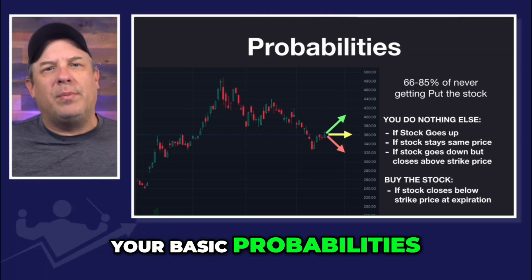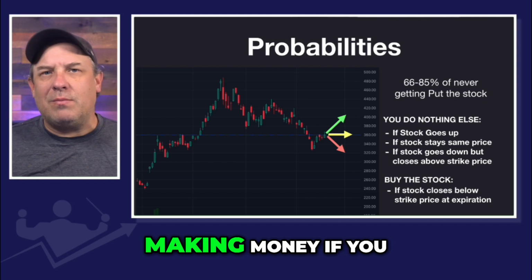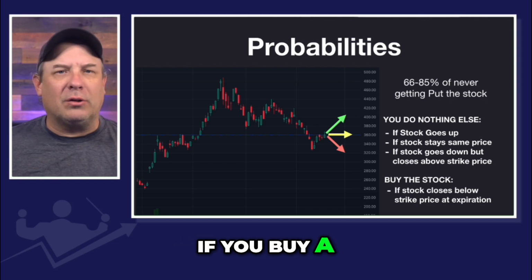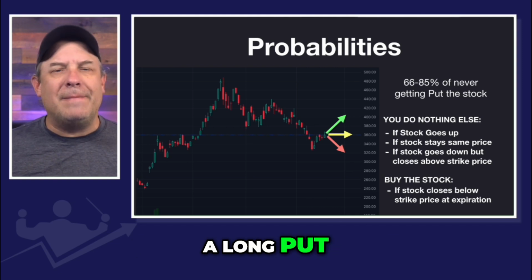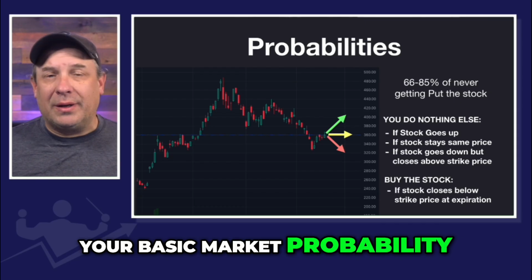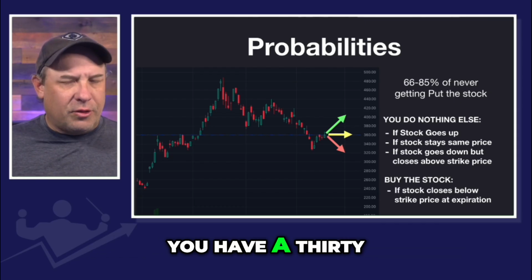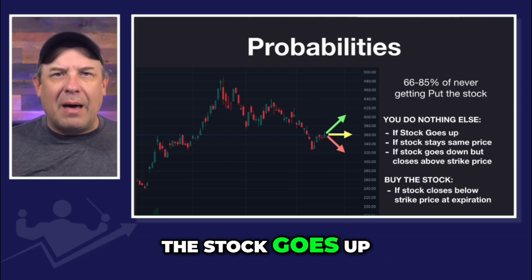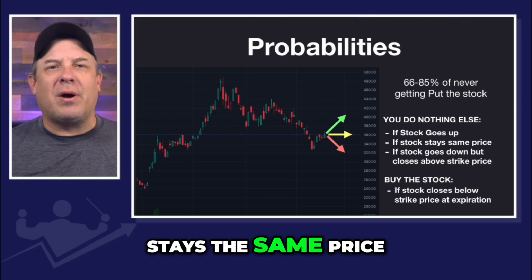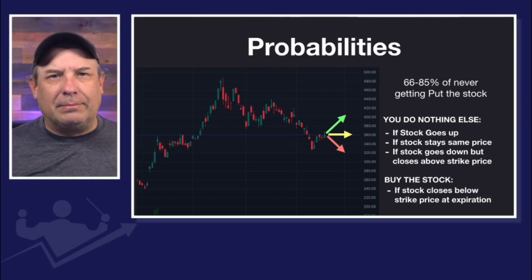If you're not aware, I'll just give it to you. Your basic market odds of making money if you buy a stock, or a long call option, or a long put, your basic market probability is 33%. You have a 33% chance that the stock goes up, a 33% chance it stays the same price, and a 33% chance that it goes down.